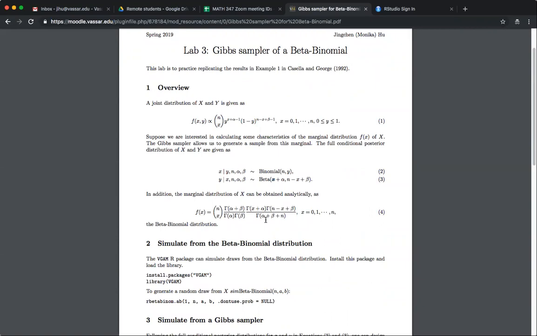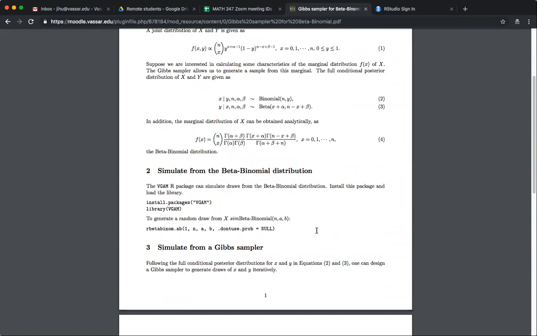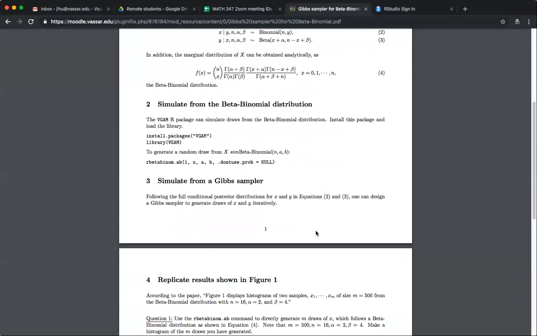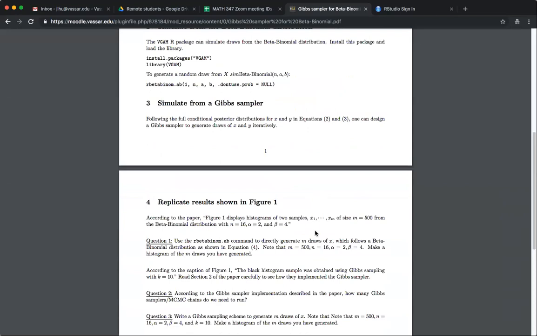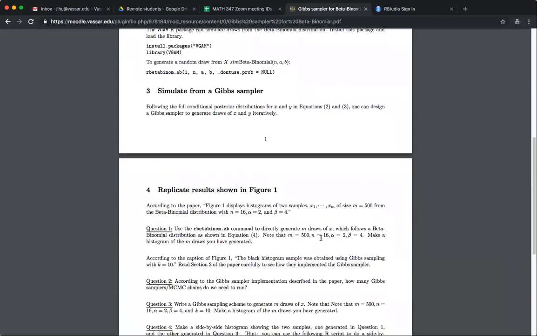Of course, the particular setup that they have is that the marginal distribution of x is a known distribution. It's called beta binomial, and it has a slightly complicated PDF. So this gives us the chance to check and then to sample. One way is from the beta binomial distribution directly for x. The other is to simulate from a Gibbs sampler, and then we can verify. The paper's figure 1 talks about how well they match. So this is a lab I hope you will find interesting and useful.